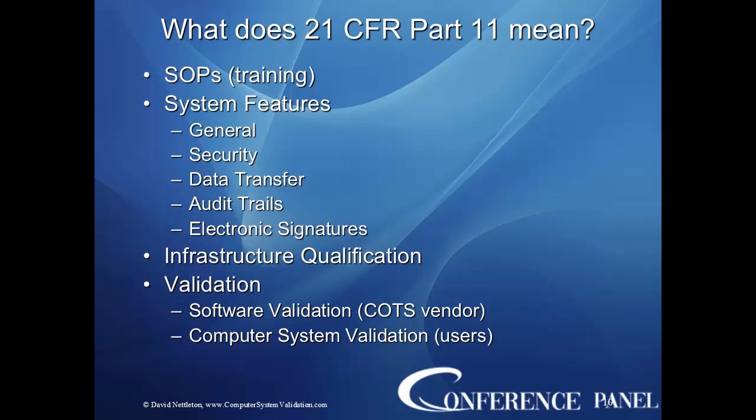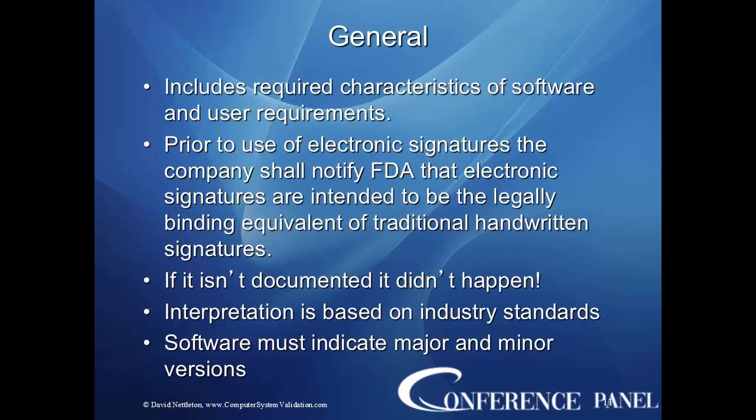Okay, so what does Part 11 really mean? Well, Part 11 means four things. We're going to talk about the SOPs you need. Now, I'm going to leave those for last. In general, the FDA tells all regulated companies there are required characteristics of software. You must put them in your user requirements. You must buy these required characteristics.